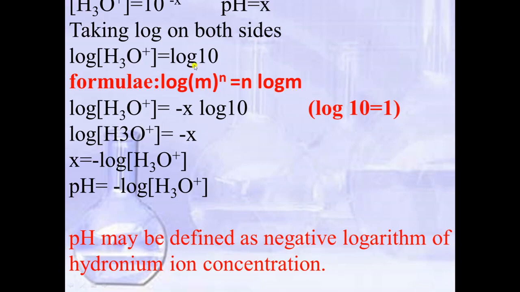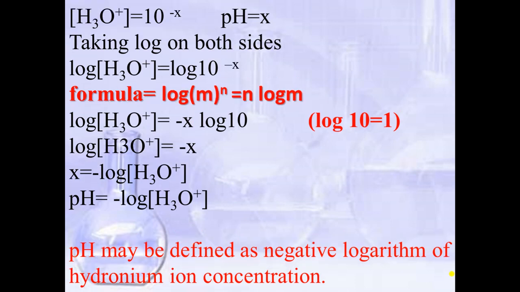Okay, so here when we use this formula, this n will come in front. So it will become minus x log of 10. Now log of 10 is equal to 1, so we will put the value here and it will become minus x. So log of H3O positive is equal to minus x. Or you can write it this way: x is equal to minus log of H3O positive. Now x is equal to pH, so here we can write pH is equal to minus log of H3O positive.